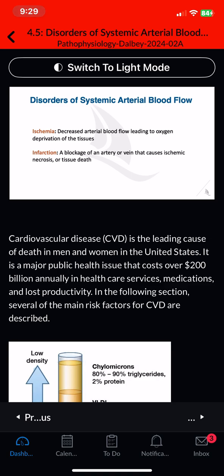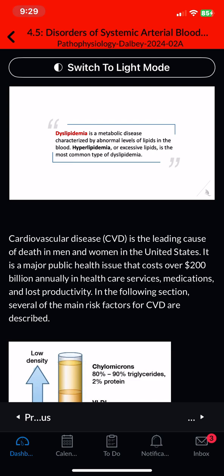So a lot of people are familiar with the term myocardial infarction, which is a heart attack. That's when generally an artery gets blocked in the heart and we have death of our cardiomyocytes. You can have infarctions in other tissues. So for instance, a pulmonary infarction can be caused when a blood clot gets lodged in the lungs, and then we have death of pulmonary tissue.